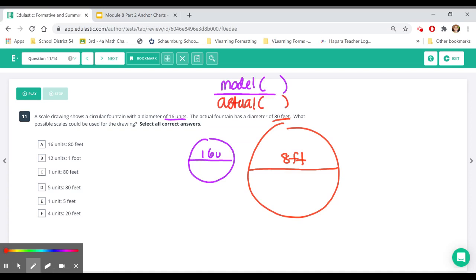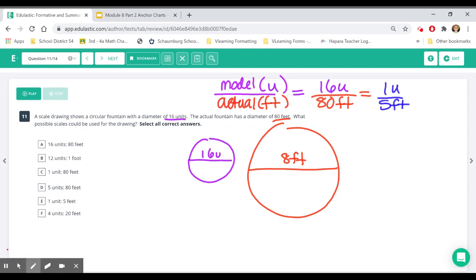So if we take the ratio of our model units, which is units, to actual units, which is feet, we're dividing 16 units by 80 feet to get some ratio. So I have a couple options here. I can simplify this fraction to make it 1 unit out of 5 feet, or I can look at this as a decimal, 0.2 units per foot.